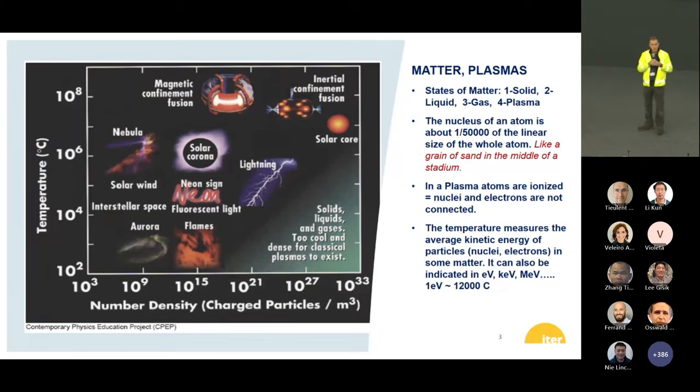We cannot really achieve such densities on Earth, not stably. We can have explosions, and that's one way we can exploit thermonuclear fusion on Earth. Inertial fusion, for example, can compress to very high density for a very transient moment, or even bombs. But we cannot achieve such high density.